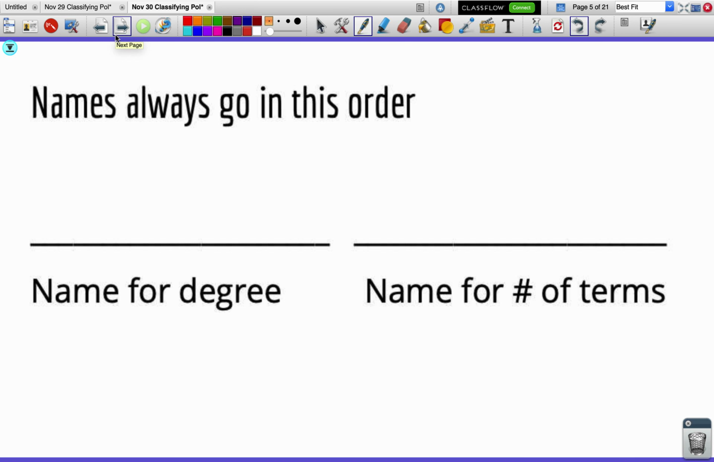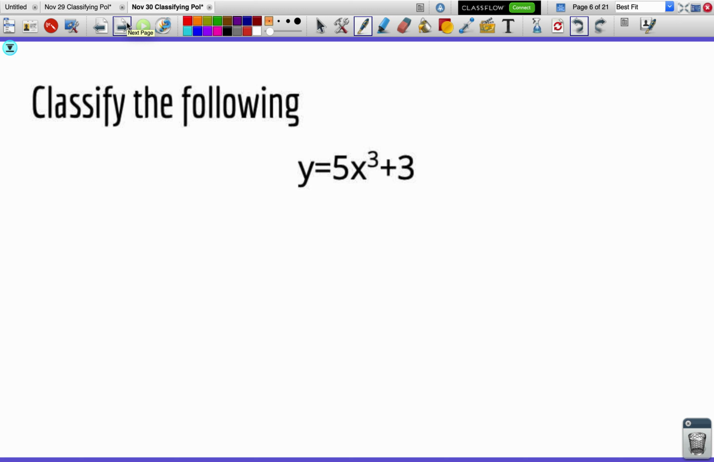All right, so when you're talking about a polynomial, you can call it just by the name for its degree or just by the name for its number of terms. But if you're going to call it with both, you always go in this order. Name for the degree, name for the number of terms. So let me pop up another polynomial on the screen here. We have y equals 5x cubed plus 3.